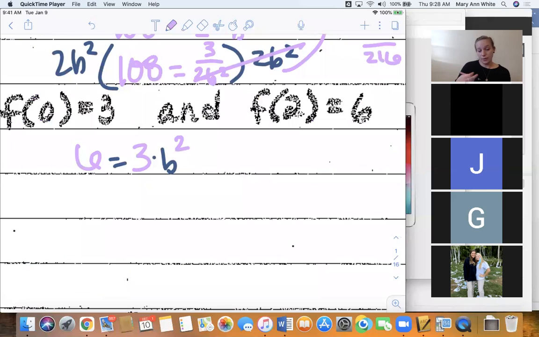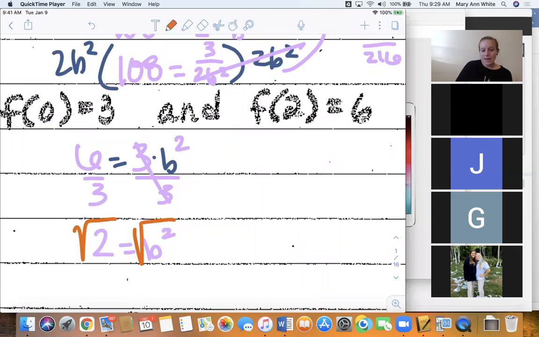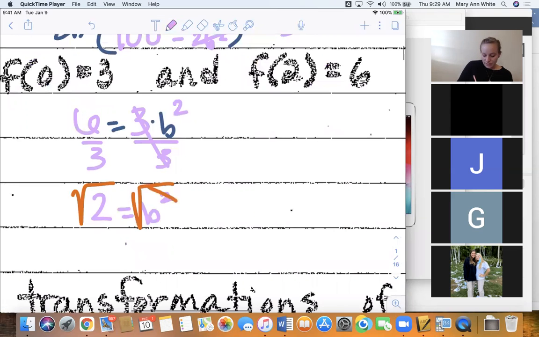I don't even have to deal with any fractions here. I don't have to do anything crazy. I'm just going to get that b squared by itself. So 6 divided by 3 is 2, which equals b squared. And then I just root both of those. Yes, I have another radical here. That's, again, not the cleanest version, but it still works.